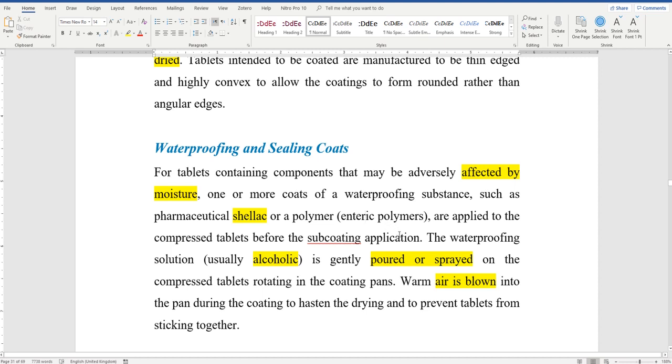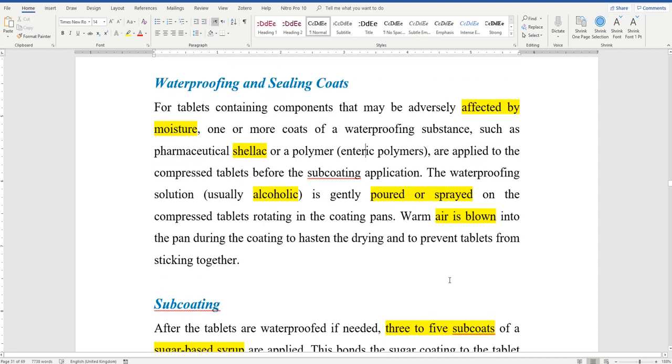So this solution is sprayed on the tablets that are being rotated inside the coating pans, and then air is blown in order to dry these tablets and prevent them from sticking together. So after de-dusting we have to apply a thin coat. What is the function of this thin coat? It is to prevent the subsequent solutions. Later I will add more aqueous solutions, and these will destroy the tablet. So this thin coat will prevent this from happening.